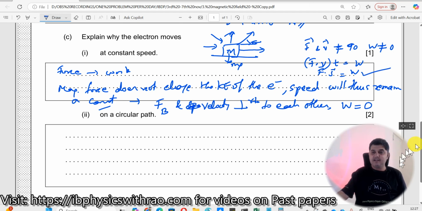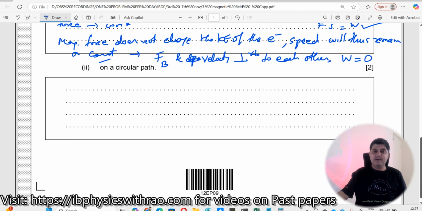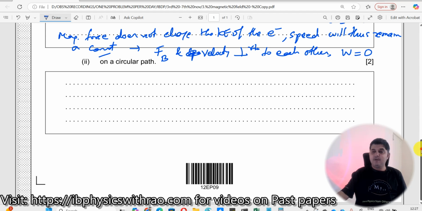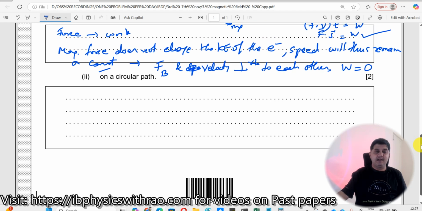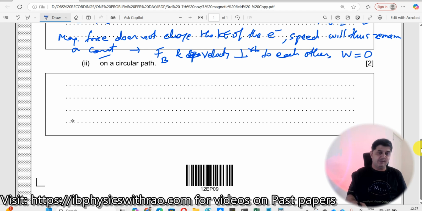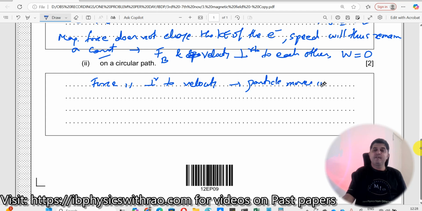Now let us look at the next part of the problem. It asks why the electron moves in a circular path. See, what is the condition for a circular path? The condition for a circular path is that whenever the force is perpendicular to the velocity, the particle moves in a circular path. This is the only condition for the particle to move in a circular path.